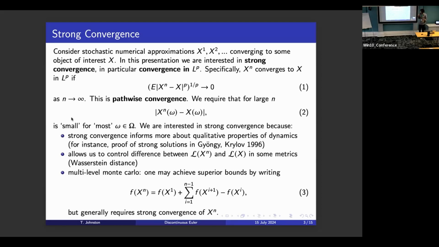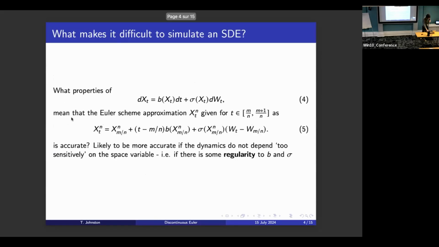And finally, for the multilevel Monte Carlo technique, which has become very popular in the last 20 years, one requires strong convergence. So for multilevel Monte Carlo, say you're trying to work out the expectation of this quantity here, one splits it into a telescoping sum, and then one can control each term in this sum. But one needs strong convergence of the numerical methods. So there are a few good reasons to study strong convergence of numerical methods.